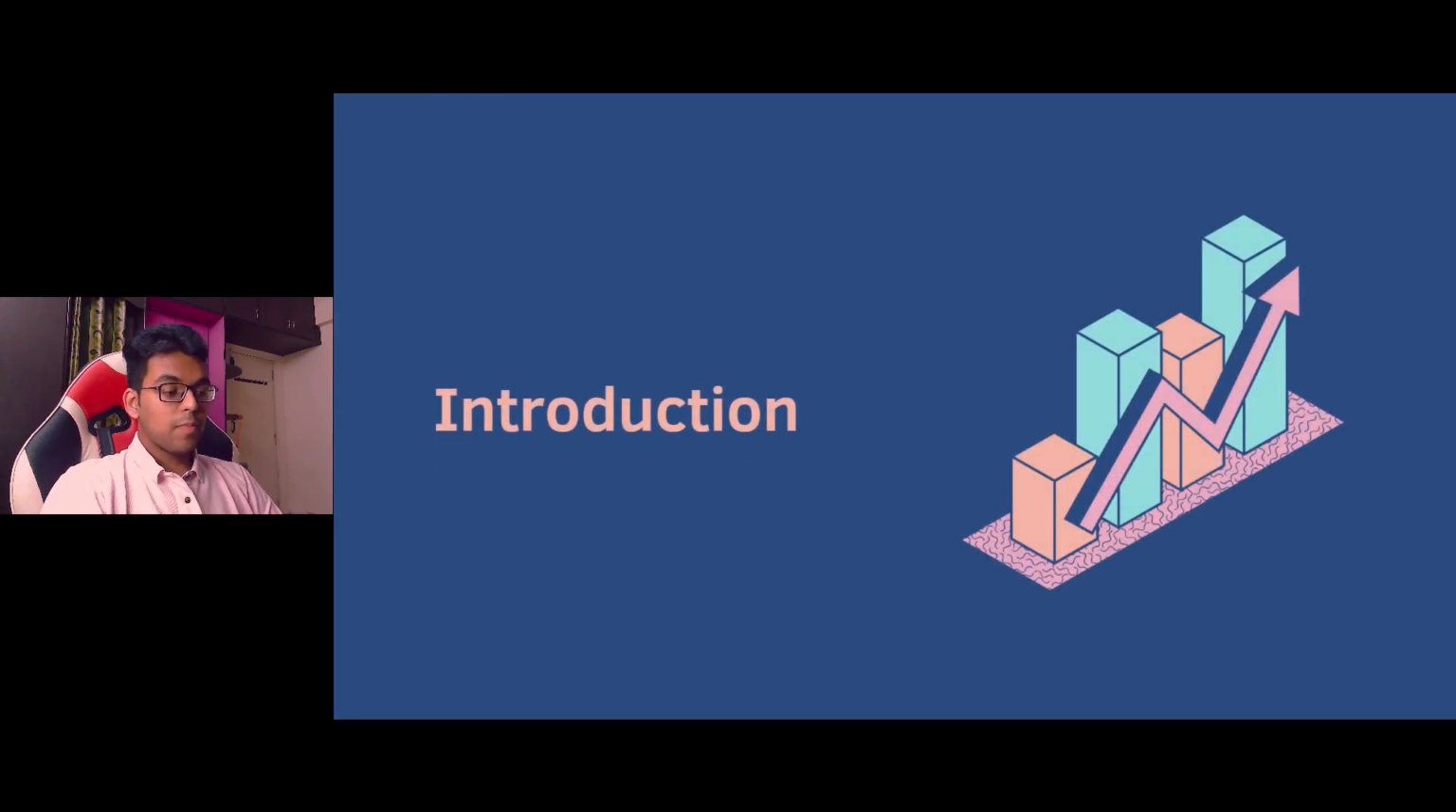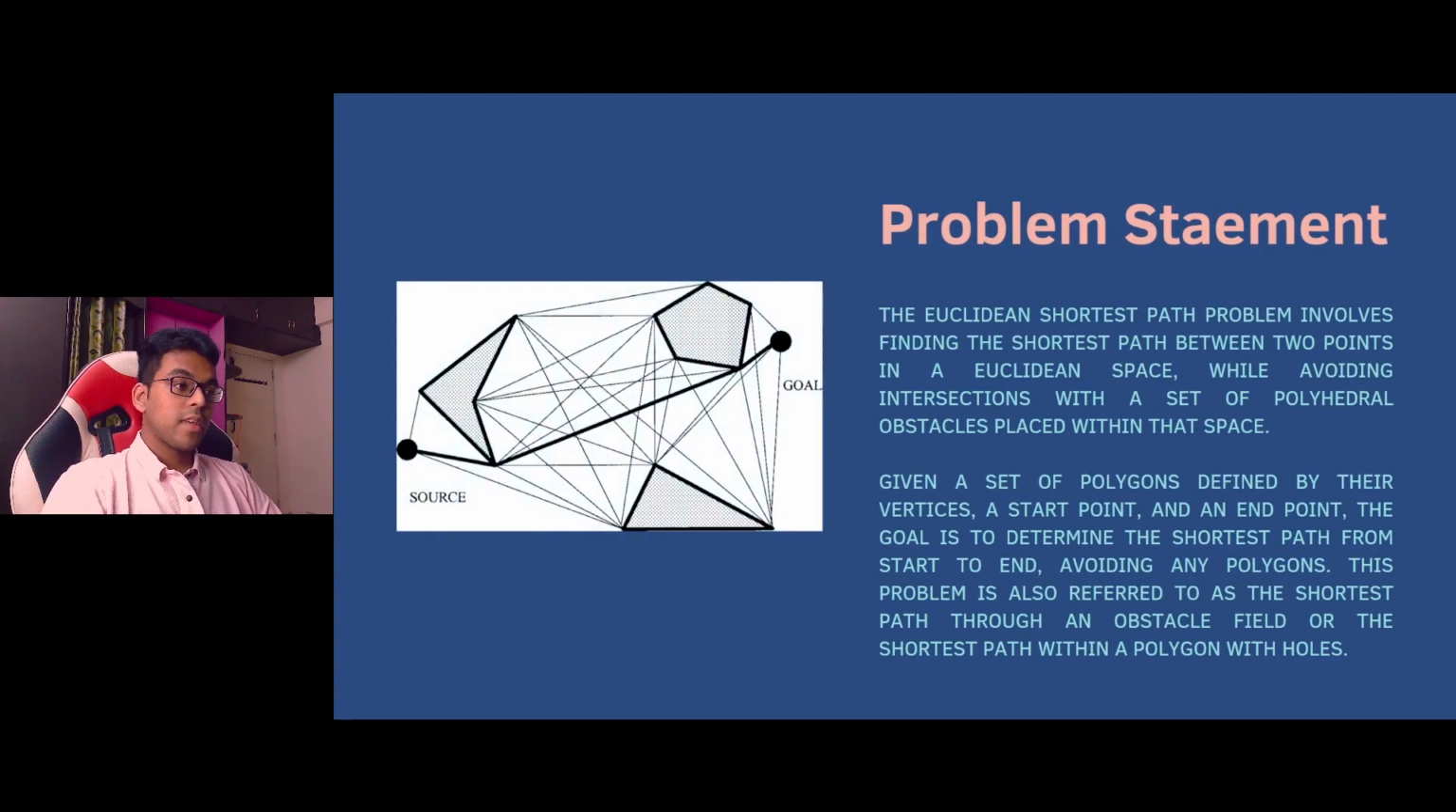So coming to the problem statement, the Euclidean shortest path problem involves finding the shortest path between 2 points in a Euclidean space, where we are given intersections that we have to avoid, which are a set of polyhedral obstacles placed within the spatial region.